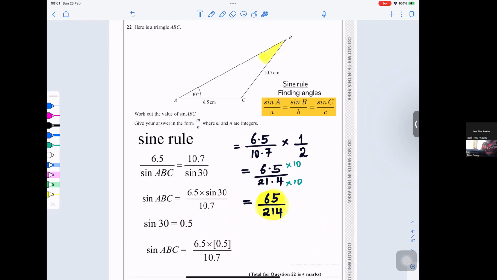To get rid of the decimal, you multiply by 10. 6.5 times 10, the decimal point moves, gives 65. 21.4 times 10 is 214. So you're giving it in a fraction form m over n.